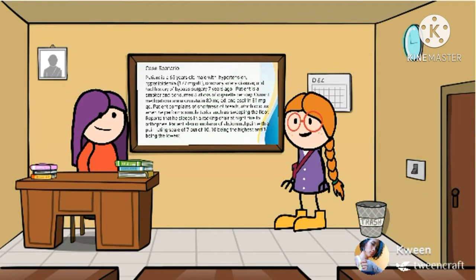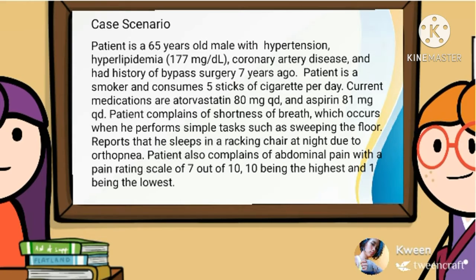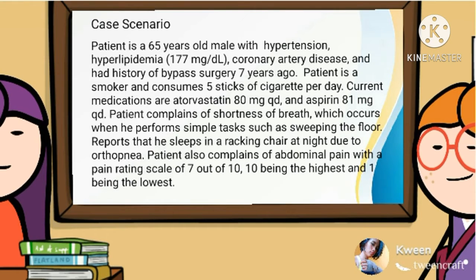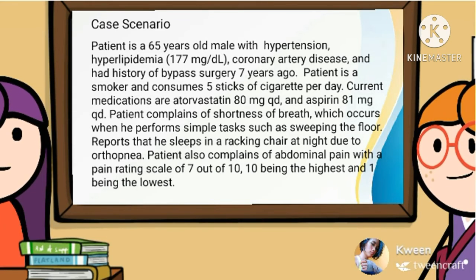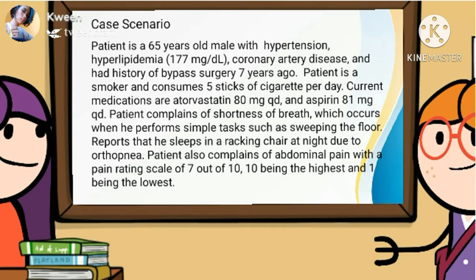Now let's move on to the pathophysiology. The pathophysiology is based on the case of a 65 year old male patient with hypertension, hyperlipidemia, coronary artery disease, and a history of bypass surgery 7 years ago. Patient is a smoker and consumes 5 sticks of cigarettes per day. Current medications are atorvastatin, 80 mg per day, and aspirin, 81 mg per day.